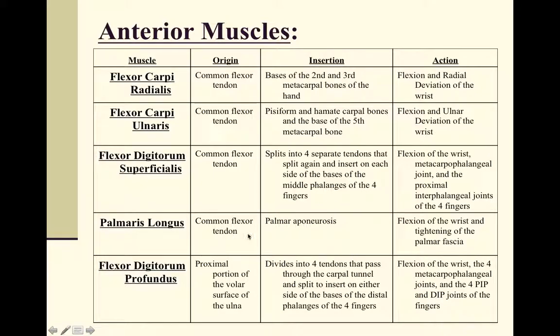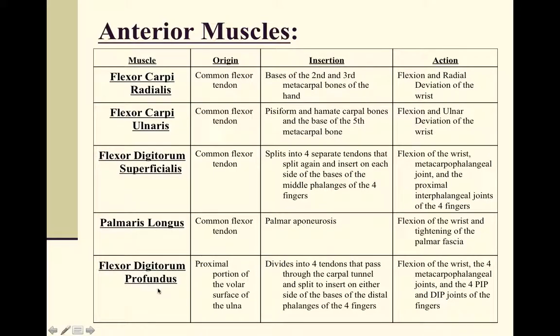Palmaris longus starts in the common flexor tendon, goes to your palmar aponeurosis. I'm not sure if you remember that word, but an aponeurosis is a big flat tendon. So on the palm of your hand, there's a big flat tendon that covers all the stuff that's going on in the hand. So this is going to attach and insert right into that. And it flexes the wrist, but it also tightens that fascia. So that's an important muscle to remember.